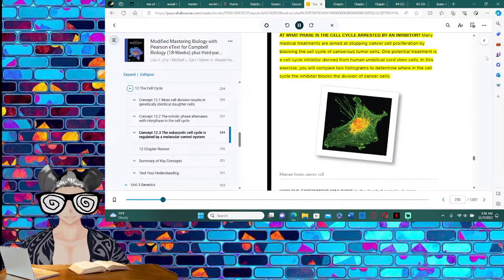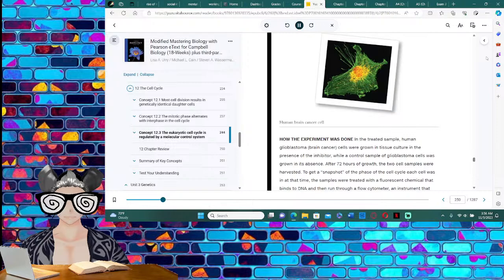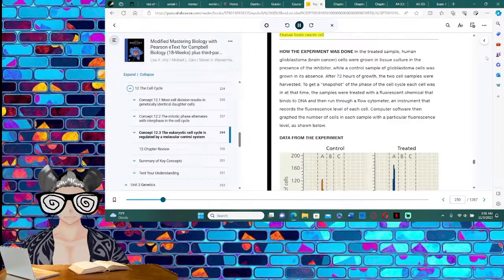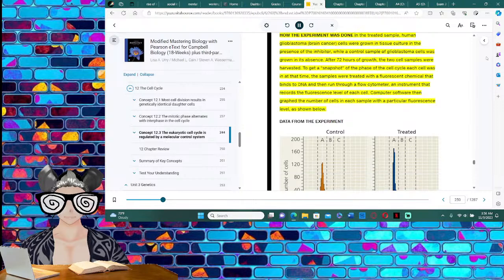of cancer cells. Human glioblastoma, a human brain cancer cell. How the experiment was done: in the treated sample, human glioblastoma, brain cancer, cells were grown in tissue culture in the presence of the inhibitor, while a control sample of glioblastoma cells was grown in its absence. After 72 hours of growth, the two cell samples were harvested.